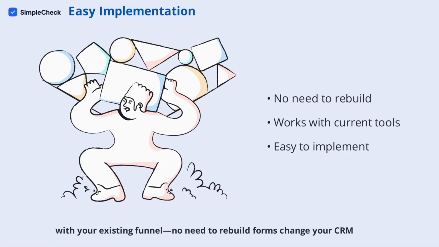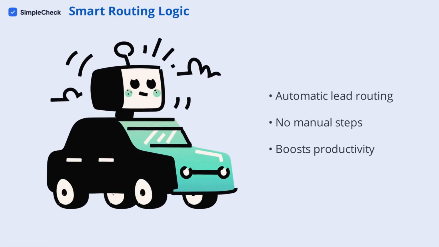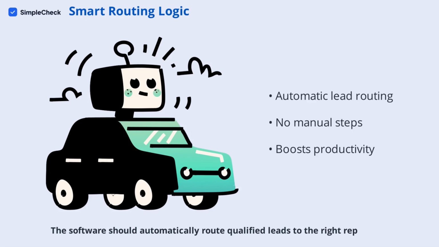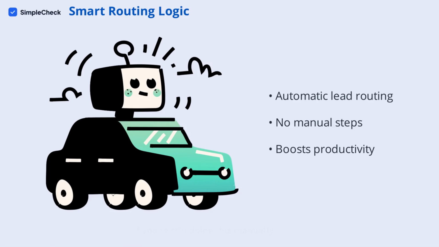No need to rebuild forms, change your CRM, or hire developers. Look for tools that embed seamlessly behind what you already have, making your process smarter without adding friction. Routing logic is essential. The software should automatically route qualified leads to the right rep, borderline leads to a setter, and unqualified leads to a downsell. If you're still doing this manually, you're missing out on efficiency and risking lost opportunities. Automation here is key to maximizing your team's productivity.